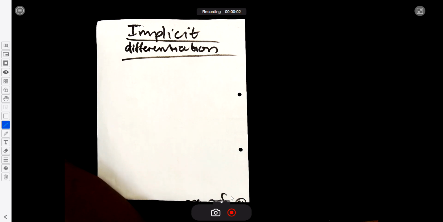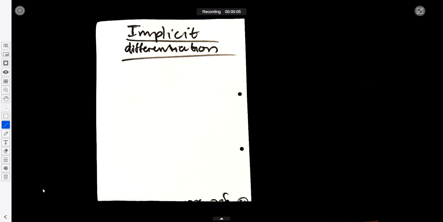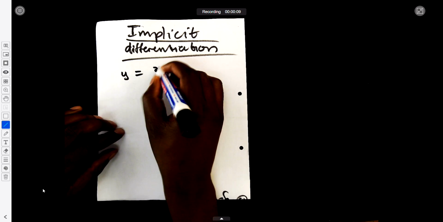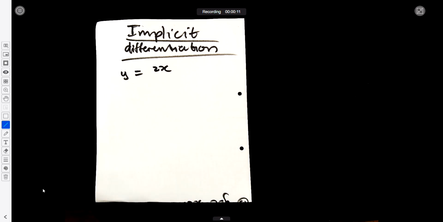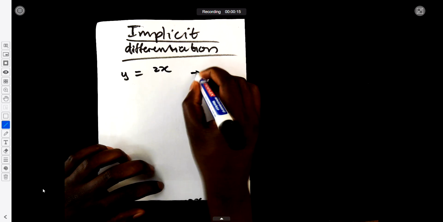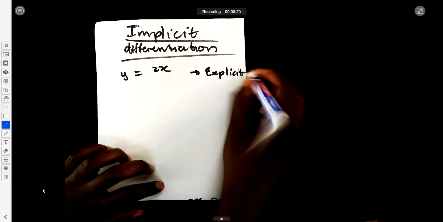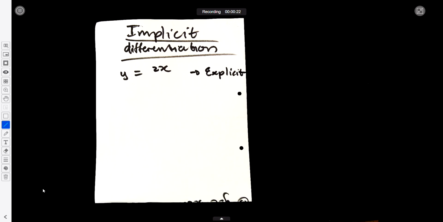Okay, what do we mean by implicit differentiation? For an example, let's say you had y equals 2x. You will agree with me that if we have to differentiate the function, everything here is explicit, right? It's clear that on the left-hand side you have y, and on the right-hand side you have the function in terms of x. So it's explicit that you're differentiating the function y in terms of x.